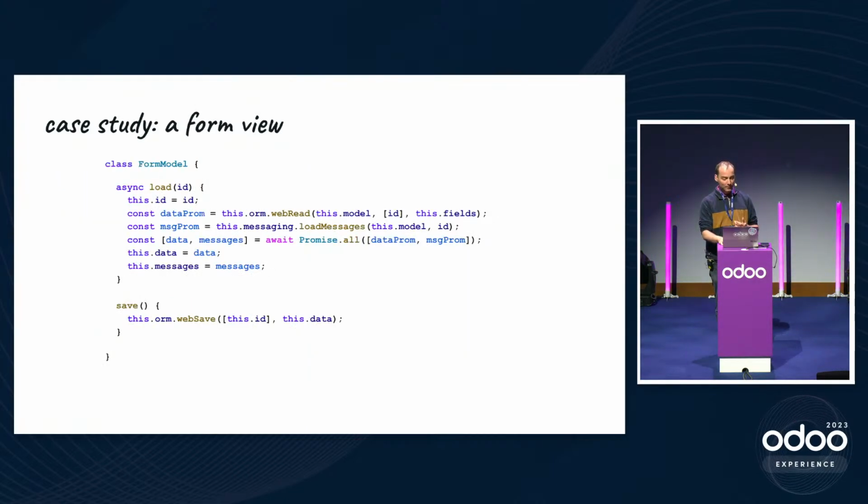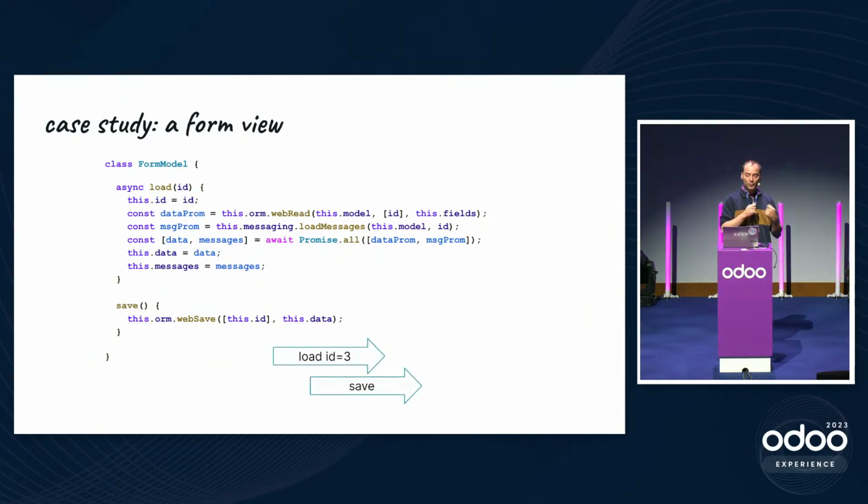Now, we have another problem if you look at just those two methods, load and save. The problem comes if you perform those operations in quick succession. Imagine that you load some record with the ID 3, and then you save the record quickly after, before the loading operation was done. When you start the loading operation, we set the ID as an instance variable, and we use it in the save operation. So if you load and then save, you will save the previous record data to the next record. That's probably not what you meant to do.